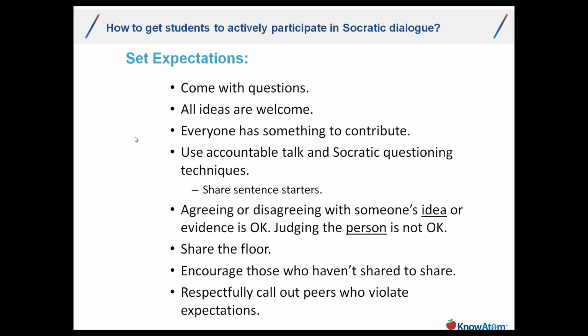One is, if you are using KnowAtom or you're starting with some anchor phenomena, as students encounter that they should be developing questions. If they have a question, write it down, write it in their reader, write it somewhere, and then bring those questions to Socratic Dialogue. All ideas are welcome. There are no good ideas and bad ideas. All ideas are welcome.